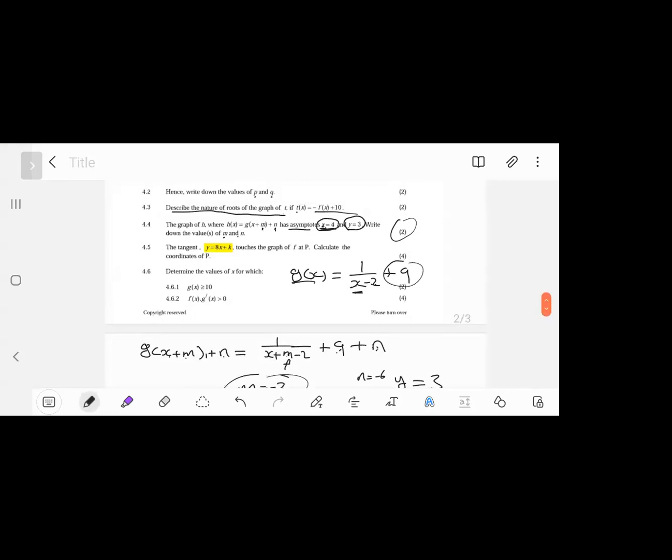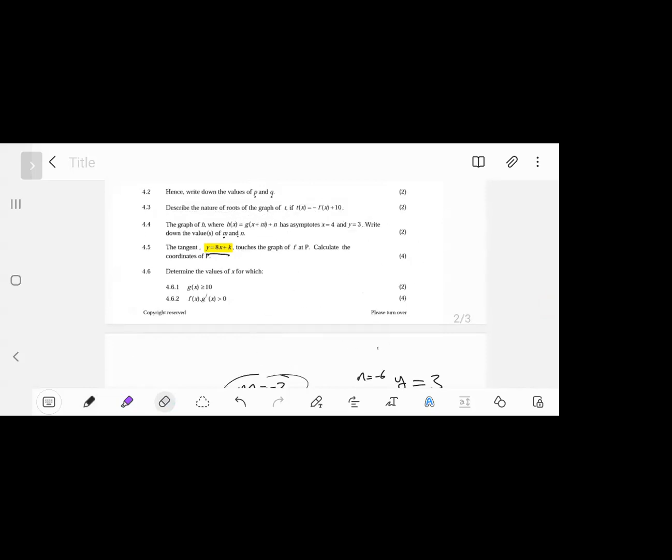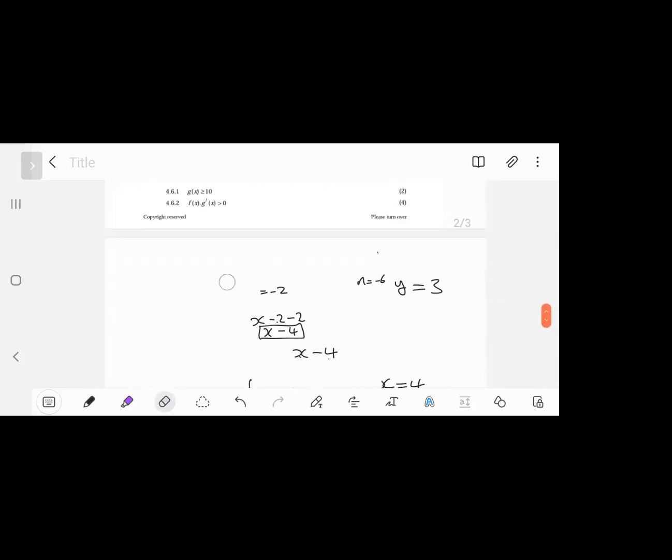So they're saying the tangent touches the graph of f. Okay, I'll delete this so that we hear the new question. What is it saying? Sorry, what's the value of n? N is -6.